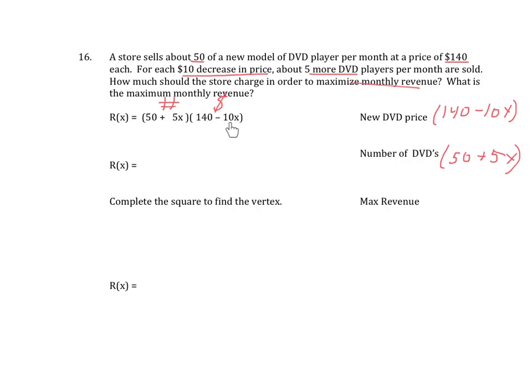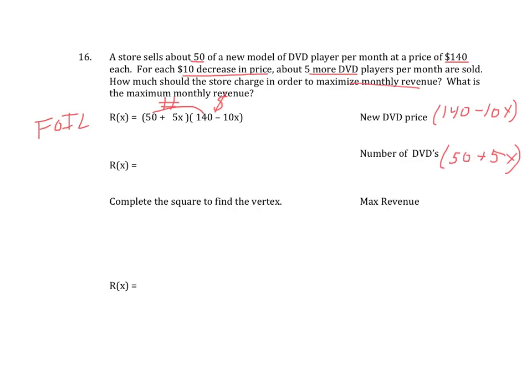Remember that if you know how to use your calculator, you could put this in as an equation, y equals, and then type that in. Go to your table, and then scrolling down in your table, you would be able to find the x value that you could place in here from your vertex, and then your maximum revenue would be your y value of your vertex. But for this problem, we are supposed to actually continue and FOIL it. So we're going to FOIL this.